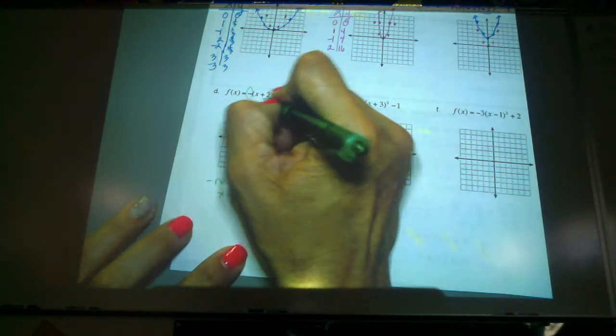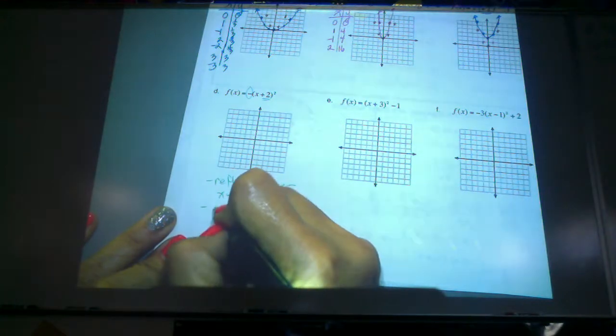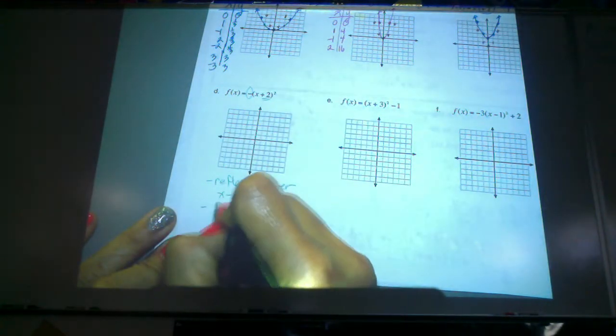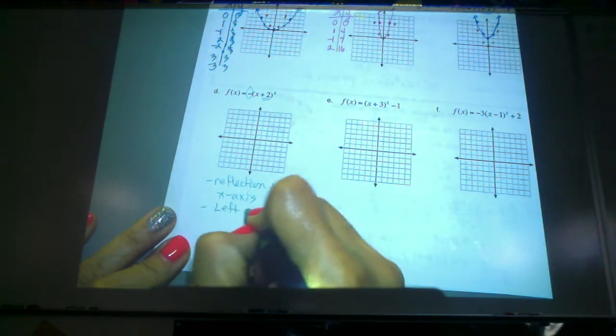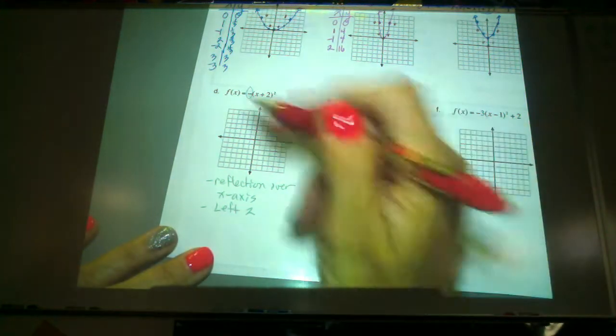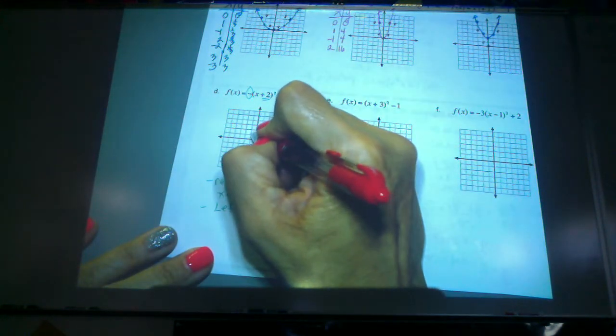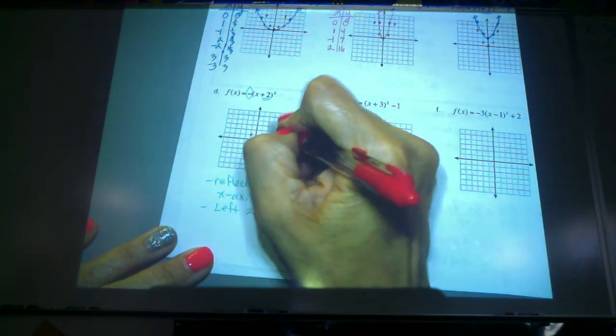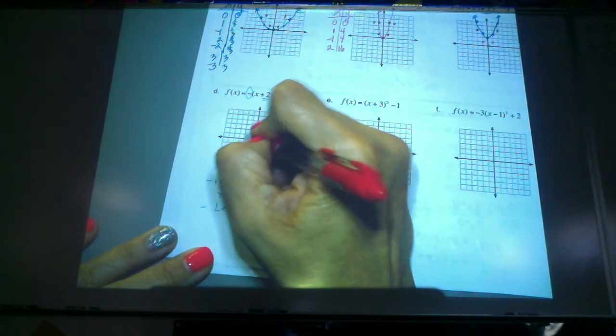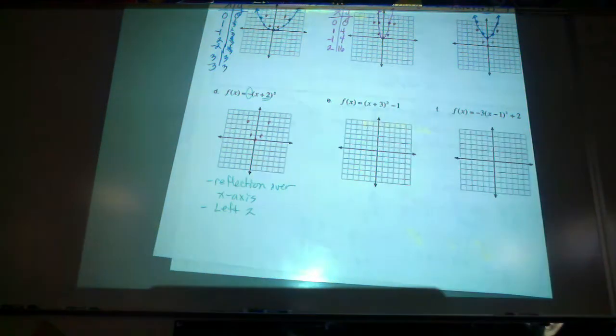What does the positive 2 do? The inside is always opposite, so you're correct. Left 2. So here's my original parabola. And I'm going to perform 2 different translations. So I'm going to move it left first before I reflect. And so I'm going to have some interim points in here.